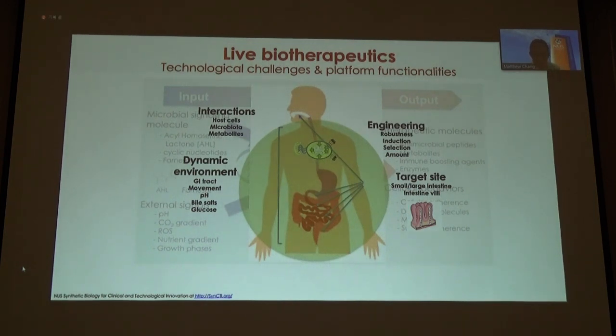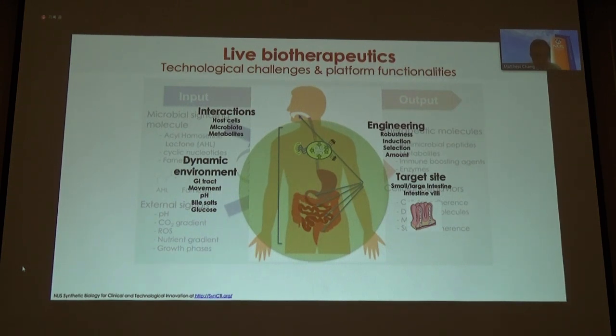This may sound very straightforward, but one issue is that our human body is a very dynamic environment. If you think about the GI tract, which is about 7 to 9 meters long, the intestinal fluid keeps moving, and the pH fluctuates in a significant manner. There are also the interactions between the natural microbes that reside in our body and the microbes that we use for disease treatment. We don't fully understand how these two different groups of microbes interact with each other.